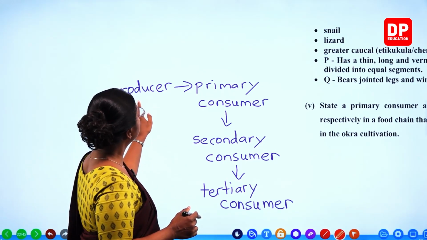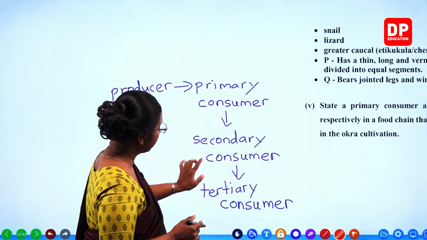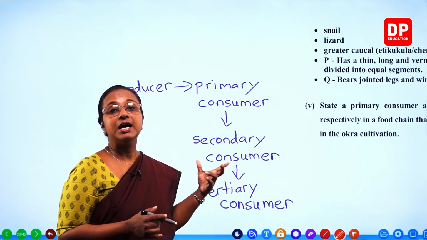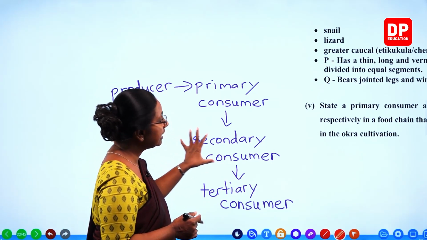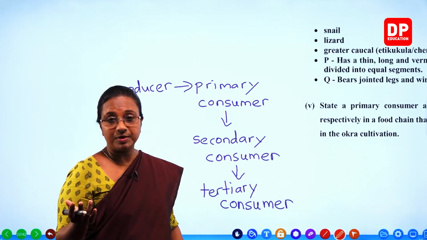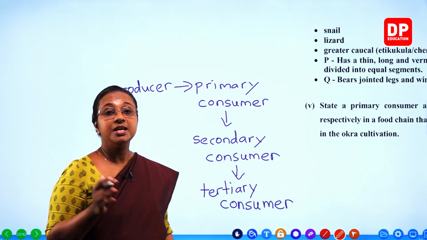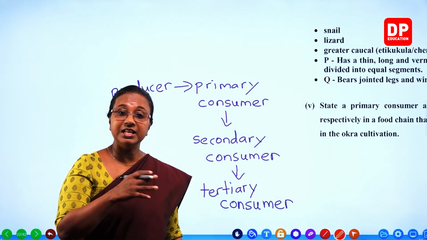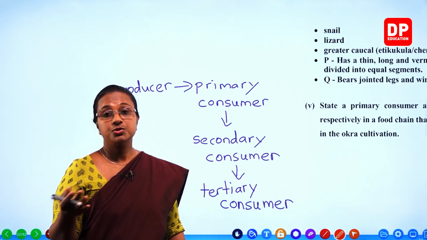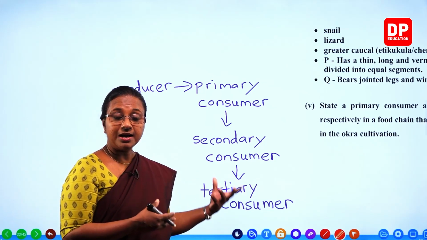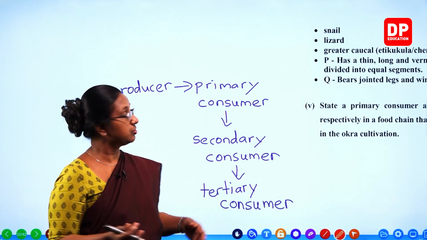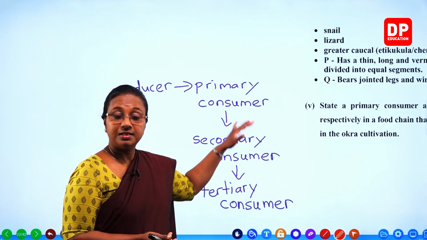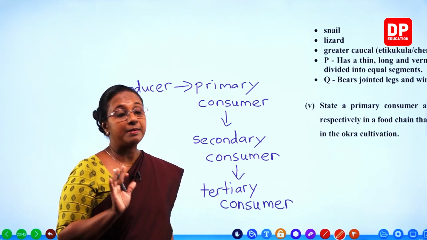So, here producer, then primary consumer, secondary consumer, tertiary consumer. Primary is usually a herbivore. Secondary can be a carnivore or an omnivore. And tertiary is usually a carnivore. But omnivores, you all know, they eat all types of food. So, they can eat the plants as well as feed on animals. So, they can actually come in all 3 levels of consumers. You are familiar with that.